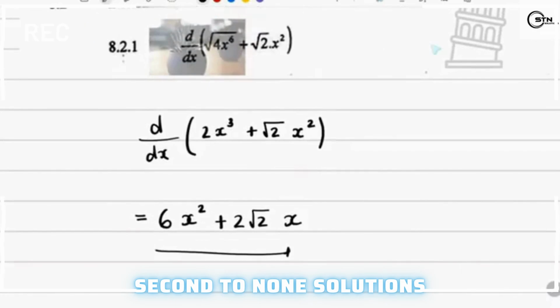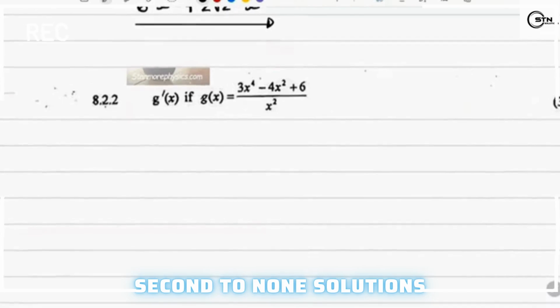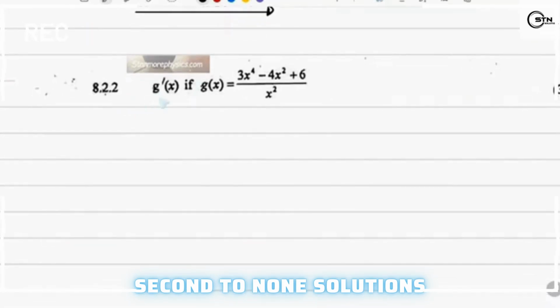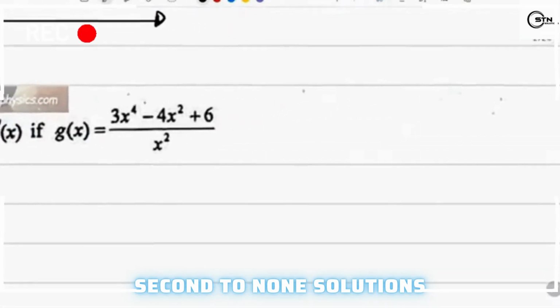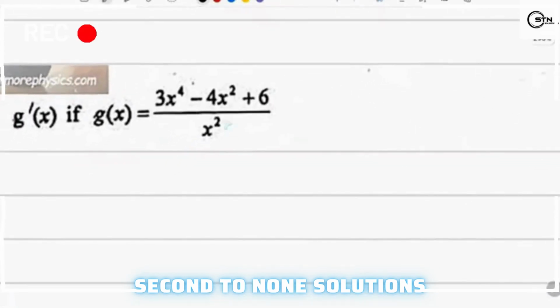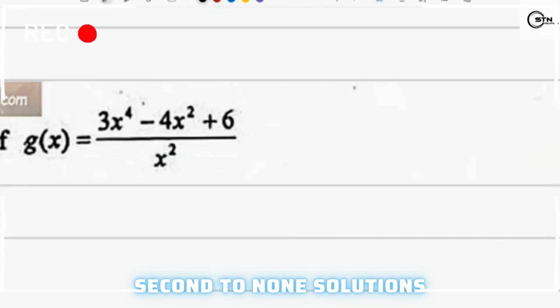Moving on to the next question. The next one is another derivative question. We have 8.2.2. We need to determine g prime of x if g of x is equal to this. So let's look at this. Do you see that there is a denominator of x squared? We shouldn't have that. Now, I know normally you would think, okay, maybe we need to move this to the top. That wouldn't work in this case, because I want you to see what's actually going on here.